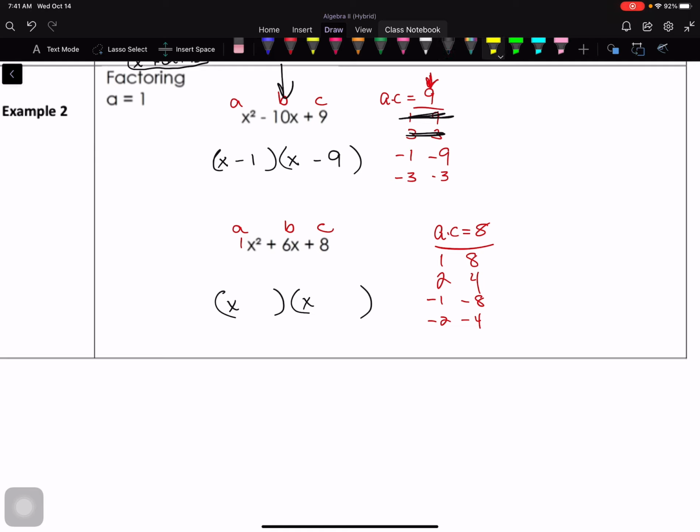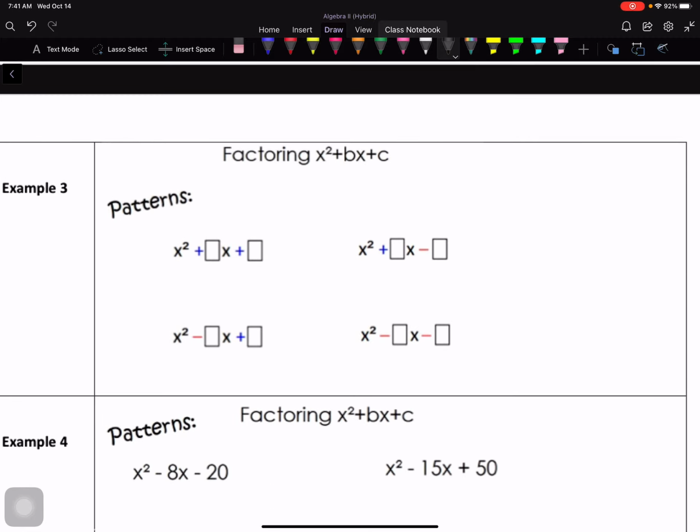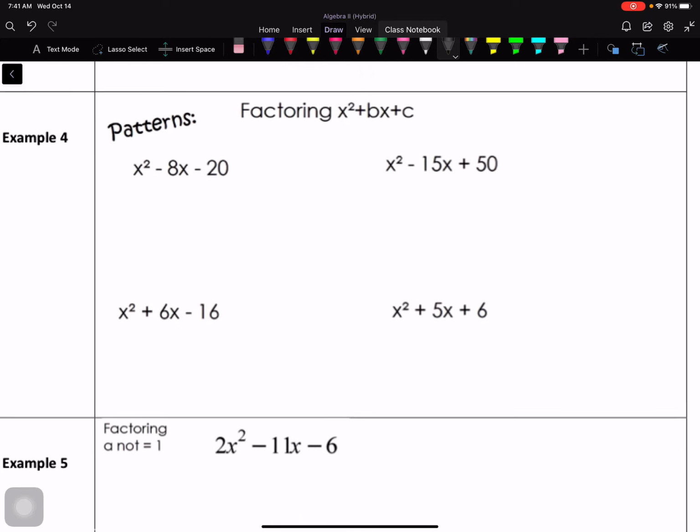As soon as you find the right one, use it. So 1 plus 8 is 9. We're trying to get to 6. Can't be that one. 2 plus 4 is 6. We're trying to get to 6, so we're good. So then we're going to go plus 2 for that, plus 4 for that. And that's the shortcut. Okay, save you a little bit of time. Factoring patterns, we'll skip that. Something hopefully we can take a look at in class.